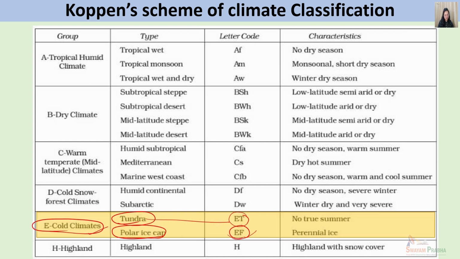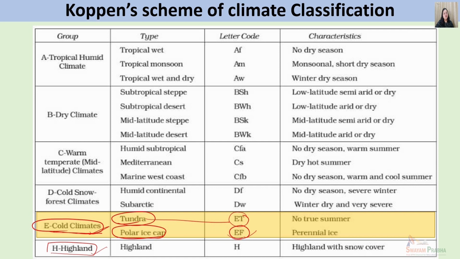We will talk about the H category later on in this particular slide, because when Koppen gave the classification of E, which resembles the cold climates, he was not able to differentiate between the cold climates of the polar areas and the cold climates which are found in the lower latitudes or snow-clad regions of the lower latitudes. For example, the snow-clad areas of the Himalaya.